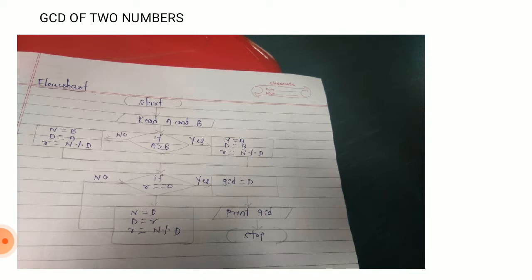Until the remainder is 0, the same process will be continued. So here it checks if r is equal to 0. If it is yes, then the right part will be executed. If it is no, that is r is not equal to 0, then here it comes: n is equal to d, d is equal to r, r is equal to n mod d. So these statements will be repeatedly executed until r is equal to 0. As we have done in the algorithm, the same thing we are doing but in the form of figures.